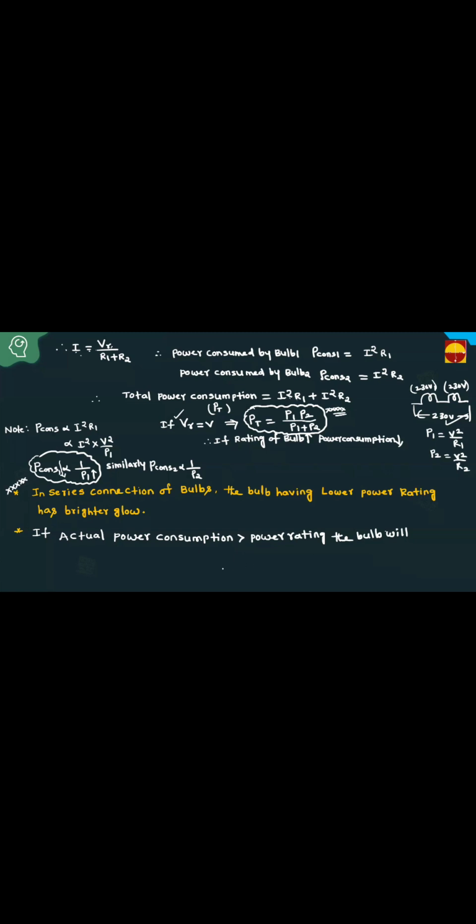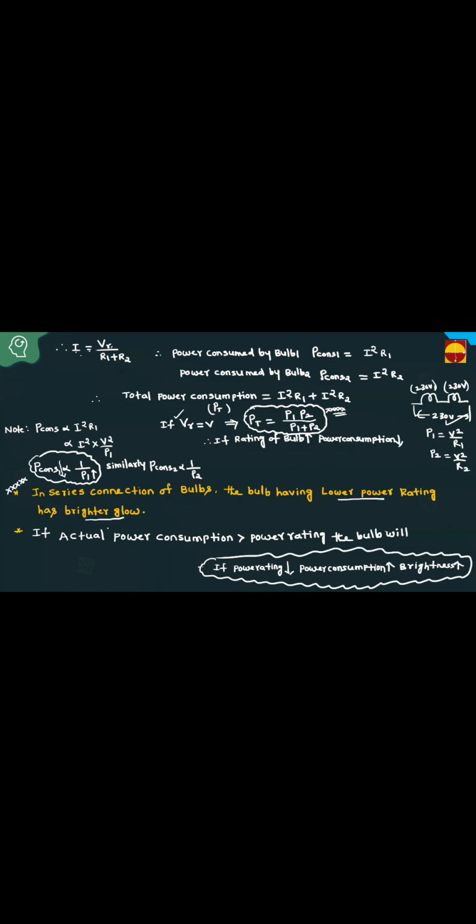The reason is this: if the power rating is less, the power consumption is high. It is taking more power, which means the brightness is also more. It is consuming more power, so the brightness is also more. This is the reason. If the power rating is low, power consumption is high, then brightness is high. That's why in series connection of bulbs, the bulb having the lower power rating has the brighter glow.